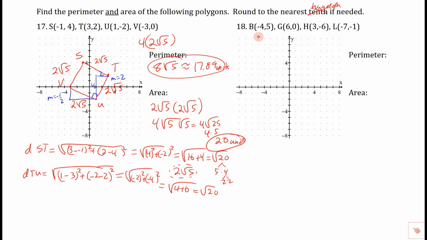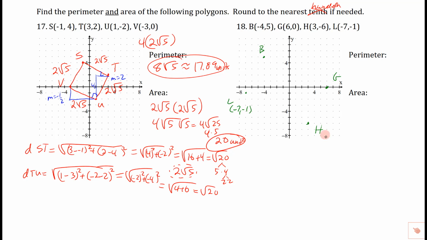So we've got negative 4, 5, so back 4 and up 5. So there's where B is going to be. And then 6, 0. 6, 0 is right here for G. And then H is at 3, negative 6. So 3, negative 6, that's going to be down here. So H is right there. And then L is going to be at negative 7, negative 1. So back 7 and down 1. That's where L is. Now I am going to go ahead and put the labels on these, put the points there.